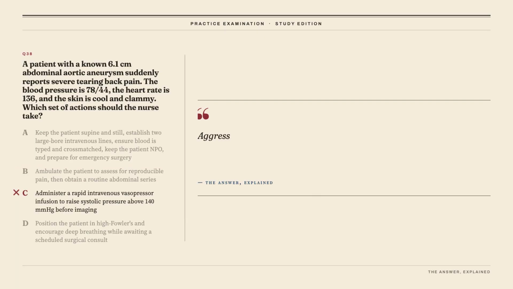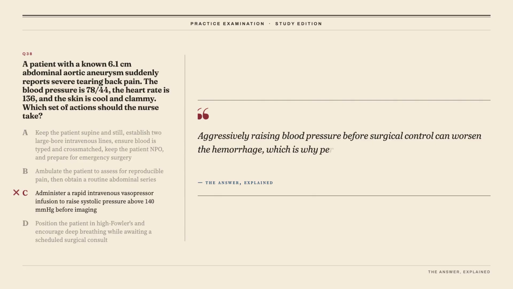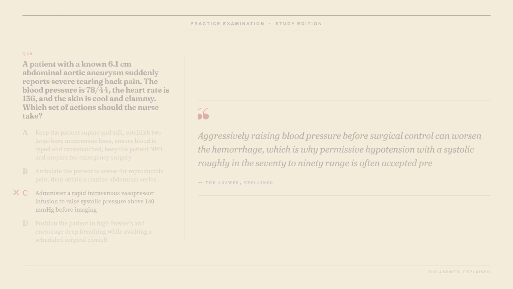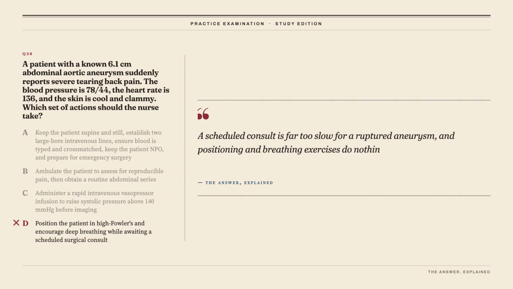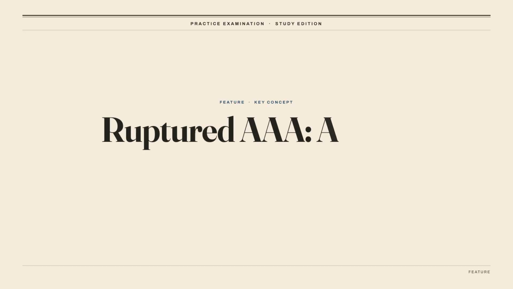C is wrong because aggressively raising blood pressure before surgical control can worsen the hemorrhage, which is why permissive hypotension with a systolic roughly in the 70 to 90 range is often accepted pre-operatively. Driving the pressure to 140 mmHg works against survival. D is wrong because a scheduled consult is far too slow for a ruptured aneurysm, and positioning and breathing exercises do nothing for exsanguination. This patient needs the operating room now.